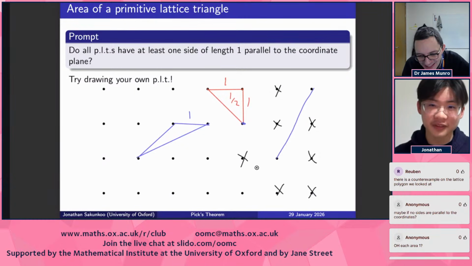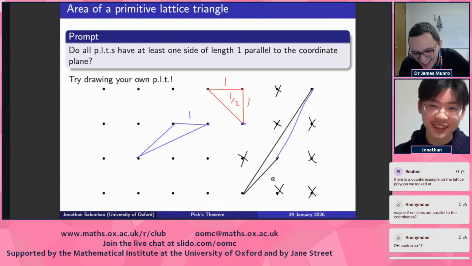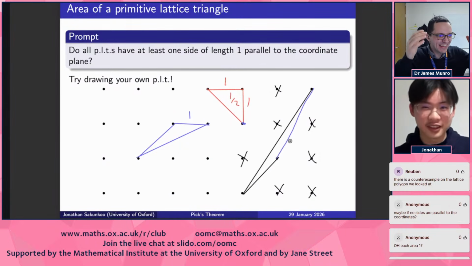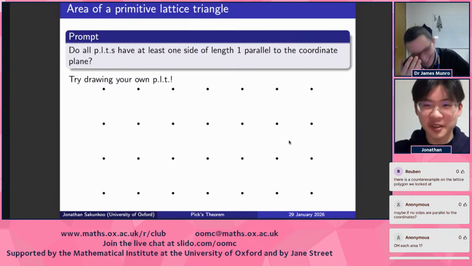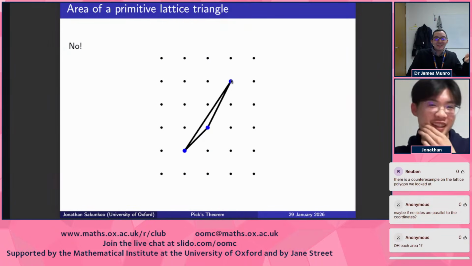But what about this one down here, down and left? What happens if we do that? Oh wait, it wasn't true. Oh, look, we found a counterexample already. Hooray! So indeed, this is not true. So the proof is not that easy.